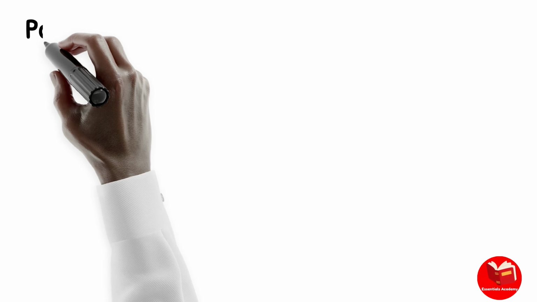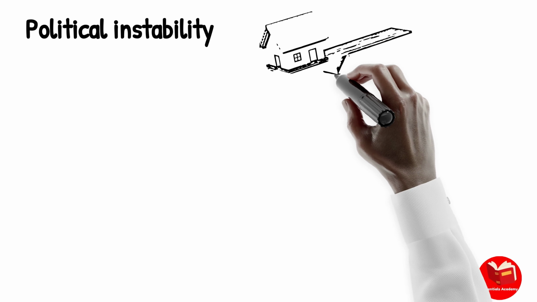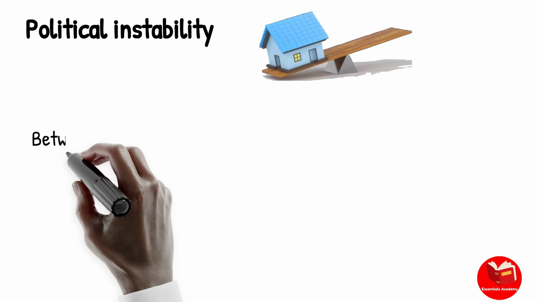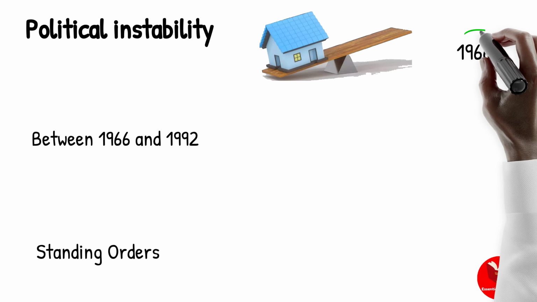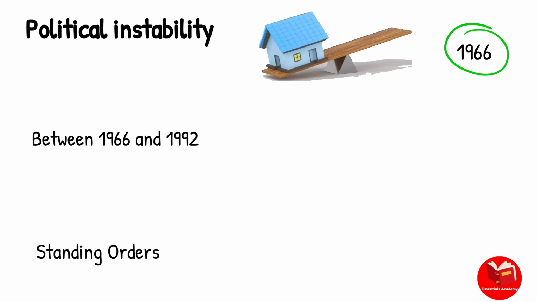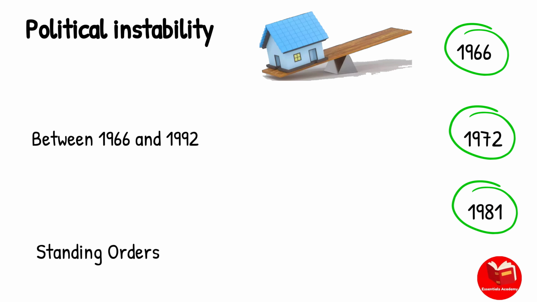Political instabilities between 1966 and 1992 affected the standing orders of Parliament. The history of these rules was frequently interrupted by military coups, 1966, 1972, 1981. Each time the Constitution was suspended, the standing orders were essentially frozen or abolished until the next return to civilian rule.